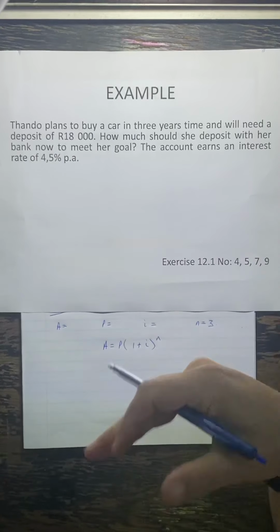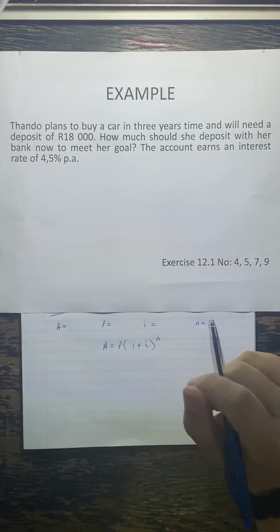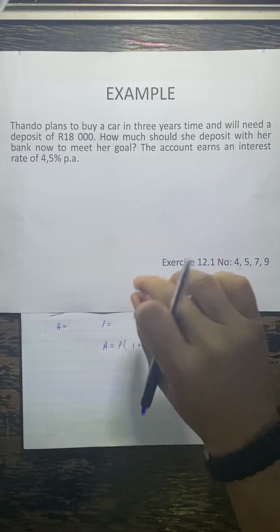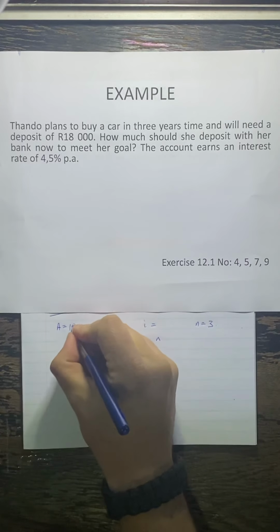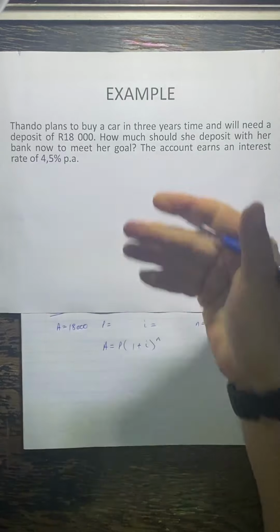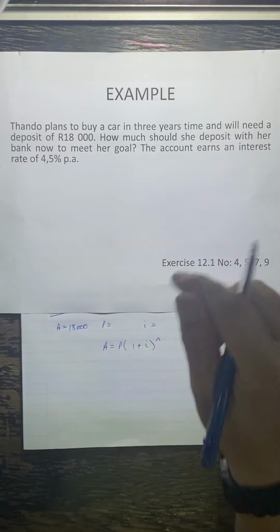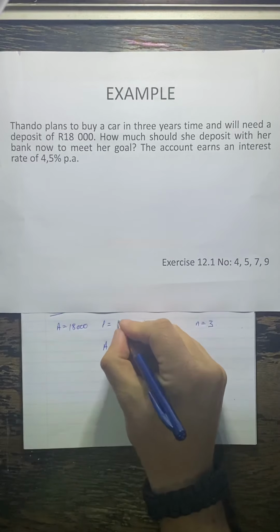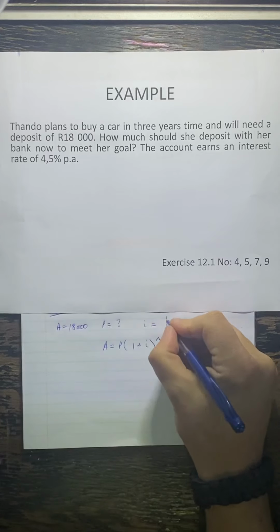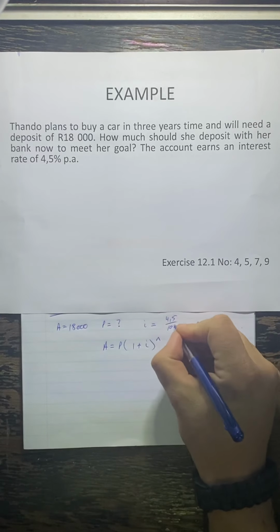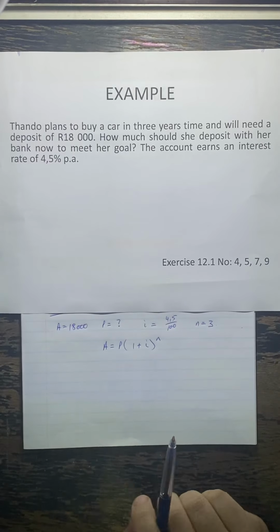Now, that is what she needs at the end of this time period, 3 years. She does not have that amount yet. She is saving up for it. So that will be an accumulated amount. That is what she'll have at the end of all of this. And they're asking how much does she need to deposit now in order to save up 18,000. So the principal we don't know. The interest rate they told us was 4.5%. Remember, guys, if it's a decimal, just write it as it is over 100.